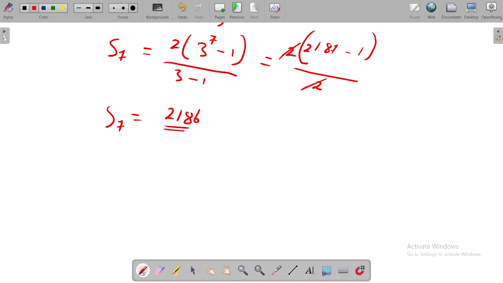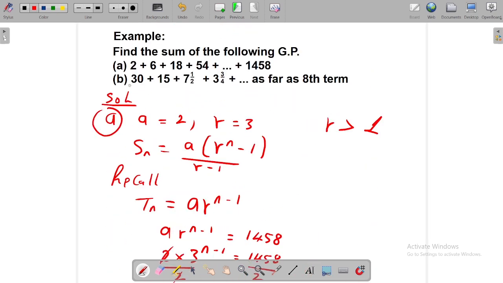Let's look into question B. Let's go back to the question. The question gave us 30 plus 15, so on and so forth, but they are saying that we should sum it as far as 8 times. This one is simple. We just bring in 8 times straight and use it to solve.